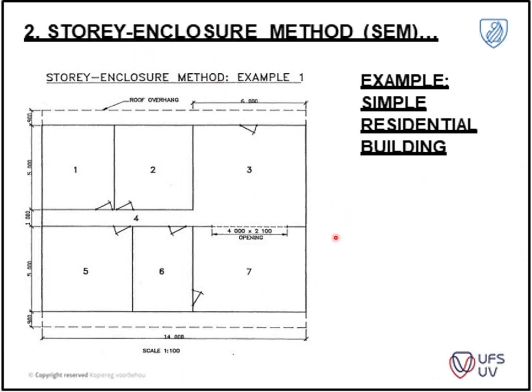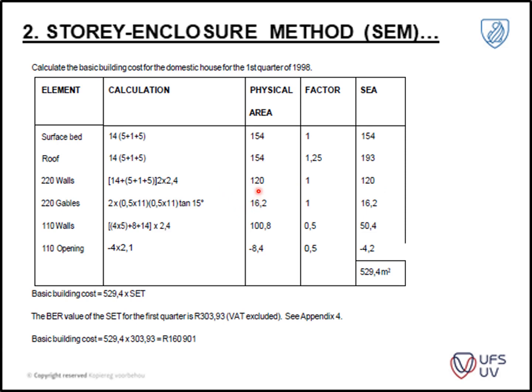The storey enclosure method, for a residential building: you can see we've got 7 rooms basically for this building, a very basic line drawing that we are considering. So you break your building up into different elements. You will have your surface bed, your roof, your 220 millimeter walls, your gables, 110 millimeter walls, and any openings that you want to deduct.